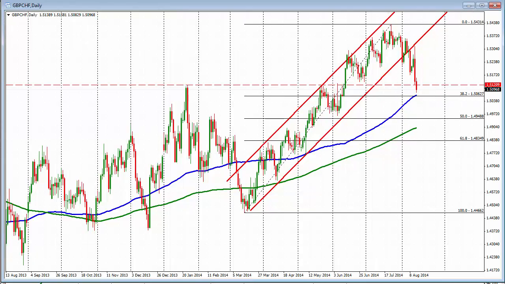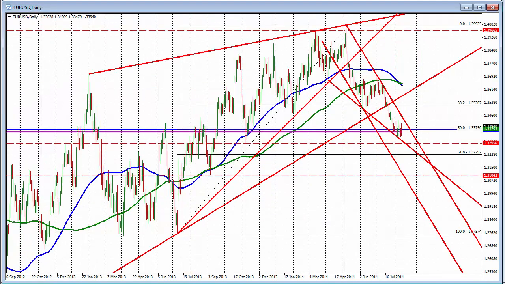Let's start off with the euro versus U.S. dollar on a daily chart. Seven of the last eight trading days has traded above or below the 50% retracement level of the move up from the July 2013 low to the high that we saw in May of 2014. That 50% retracement level comes in at the 133.75 level.